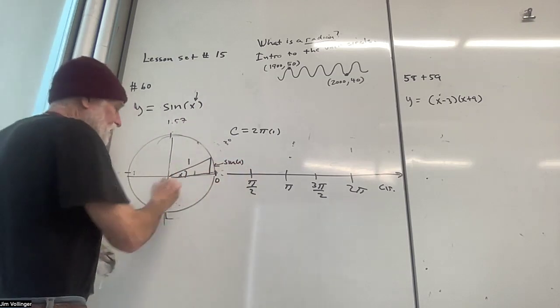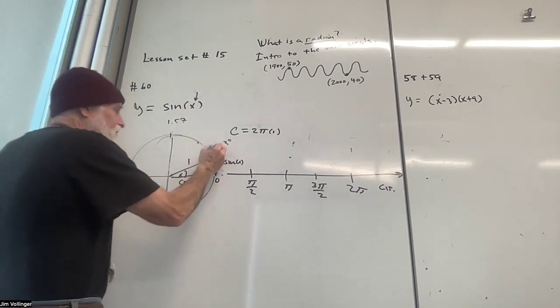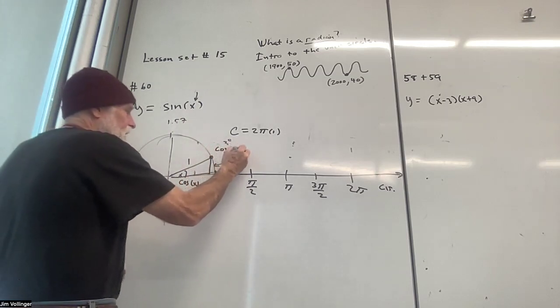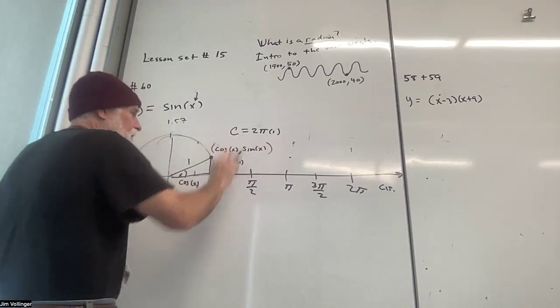Because I'm dividing by 1. And this has to be the cosine of the angle. And I have a new coordinate based on trigonometry: cosine x comma sine x.